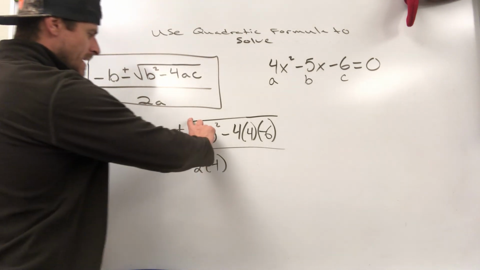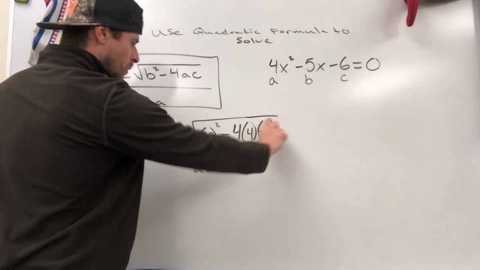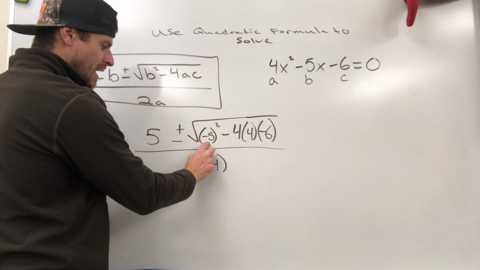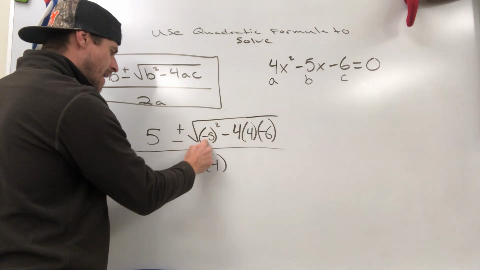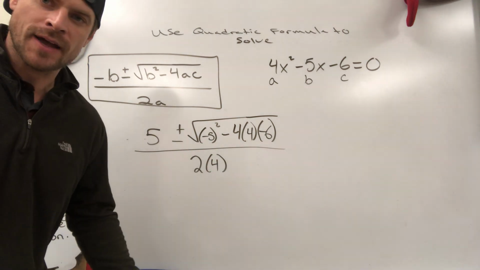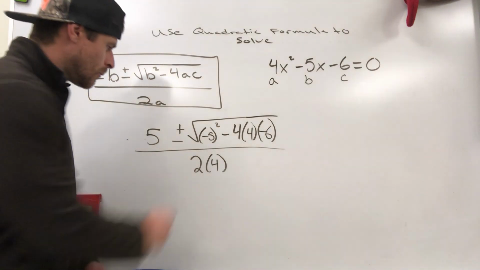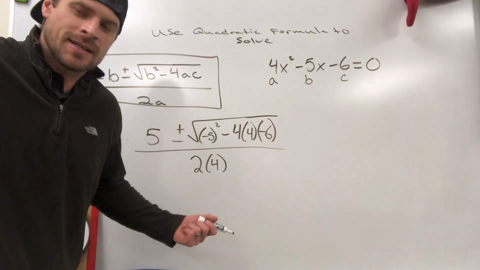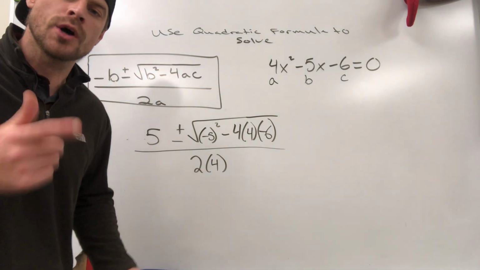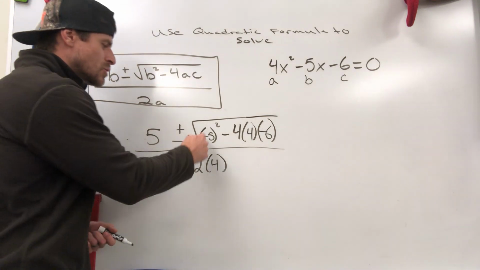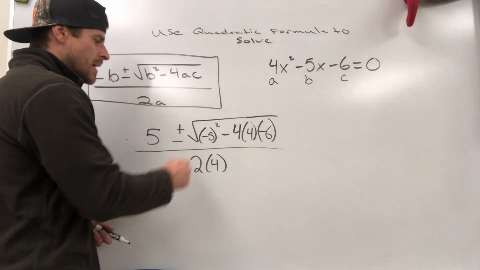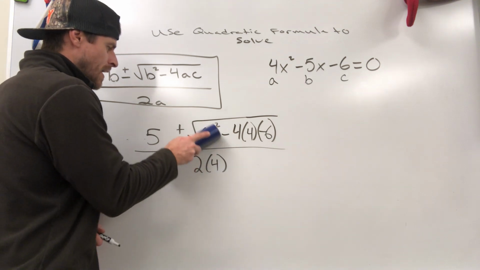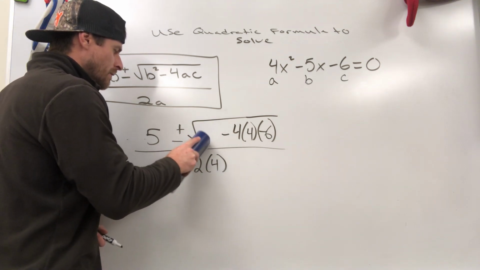Next, I go into the square root symbol and I'm going to square this value. Now, if that value is negative or positive, it does not matter. Because what's 5 times 5? 25. What's -5 times -5? 25. It doesn't matter if it's a positive or negative value. You know it's always going to come out positive because you cannot square a value and get a negative result. So -5 times -5 makes 25.